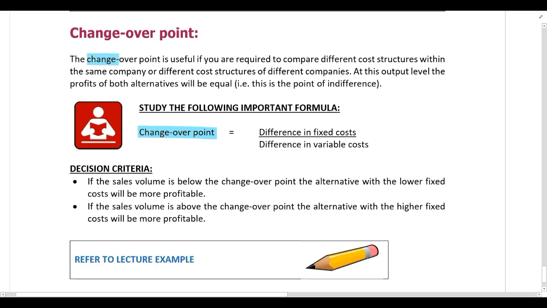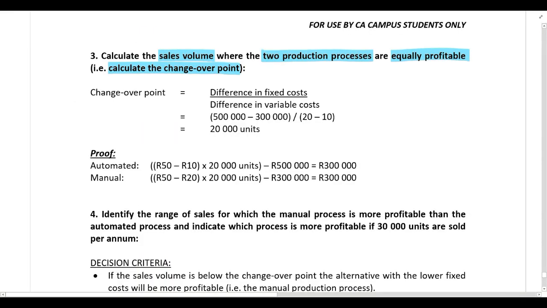Now guys, the changeover point is useful if you are required to compare different cost structures, either within the same company or different cost structures of different companies. And the changeover point is the output level where the profits of both alternatives will be equal. So in other words, it is the point of indifference. So in our lecture example, I want you to calculate the changeover point. And the changeover point will tell you the sales volume where both production processes are equally profitable. So it's the point of indifference.